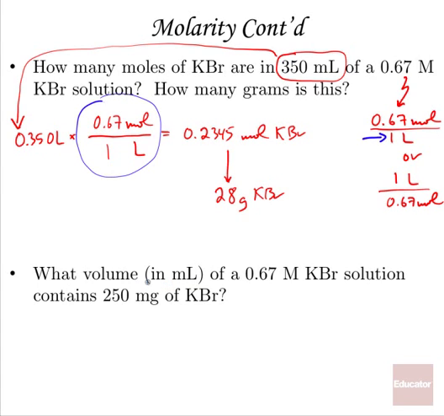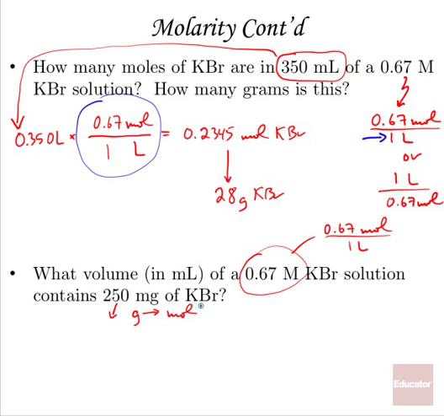What volume in milliliters of a 0.67 molar KBr solution contains 250 milligrams of KBr? All right, so we see molarity here, and we know that molarity is 0.67 moles over 1 liter. So we're not going to start with that because that's a ratio already. The only other value is right here, 250 milligrams. Remember what we have always done in stoichiometry. We always wanted to get to moles, right? Everybody remember grams to moles.